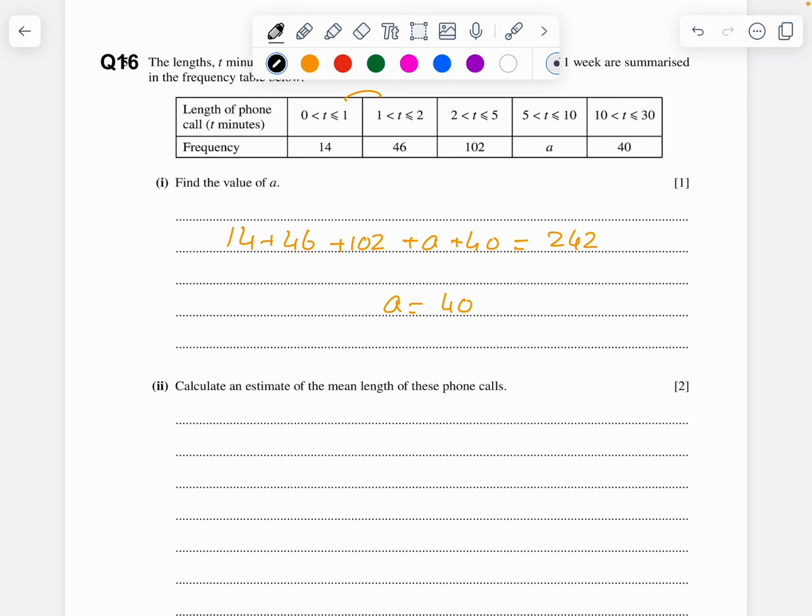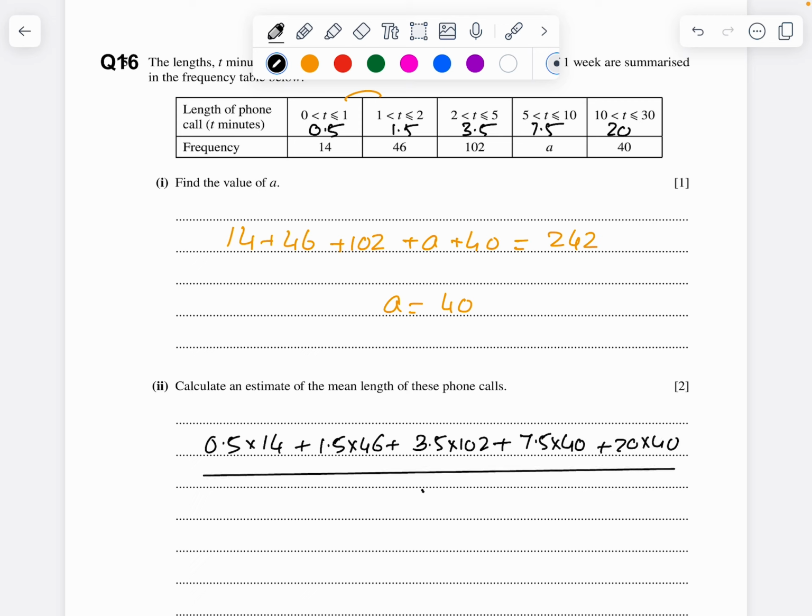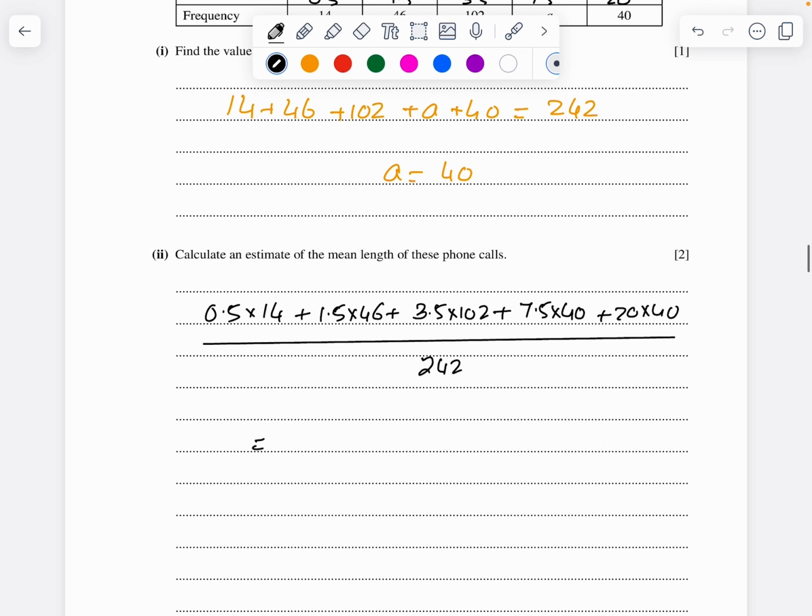Estimate the mean. So for the mean, what you should do is find the midpoints: 0.5, 1.5, 3.5, 7.5 and 20. So 0.5 times 14 plus 1.5 times 46 plus 3.5 times 102 plus 7.5 times 40 plus 20 times 40, total divided by 242, which is 1533 divided by 242, which is going to be 6.33.